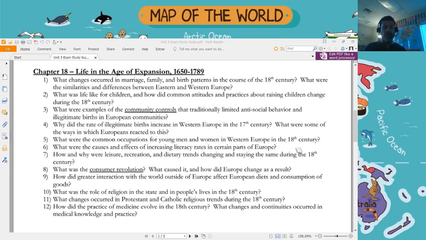Number 10, now once again though, Western Europe that's happening, Eastern Europe, elites only, even during this time period. Number 10, what was the role of religion in the state and in people's lives in the 18th century?